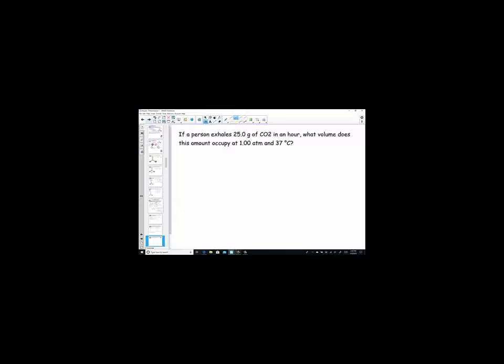If a person exhales 25 grams of carbon dioxide in an hour, what volume does this amount occupy at 1 atmosphere and 37 degrees Celsius? Well, I'm going to get my PV equals nRT parentheses ready. I know that P times V will equal nRT. I'm not hearing a G for grams anywhere. This is not a PV equals gRT problem, is it? It's a PV equals nRT problem. So my 25 grams of carbon dioxide has to be converted into moles.